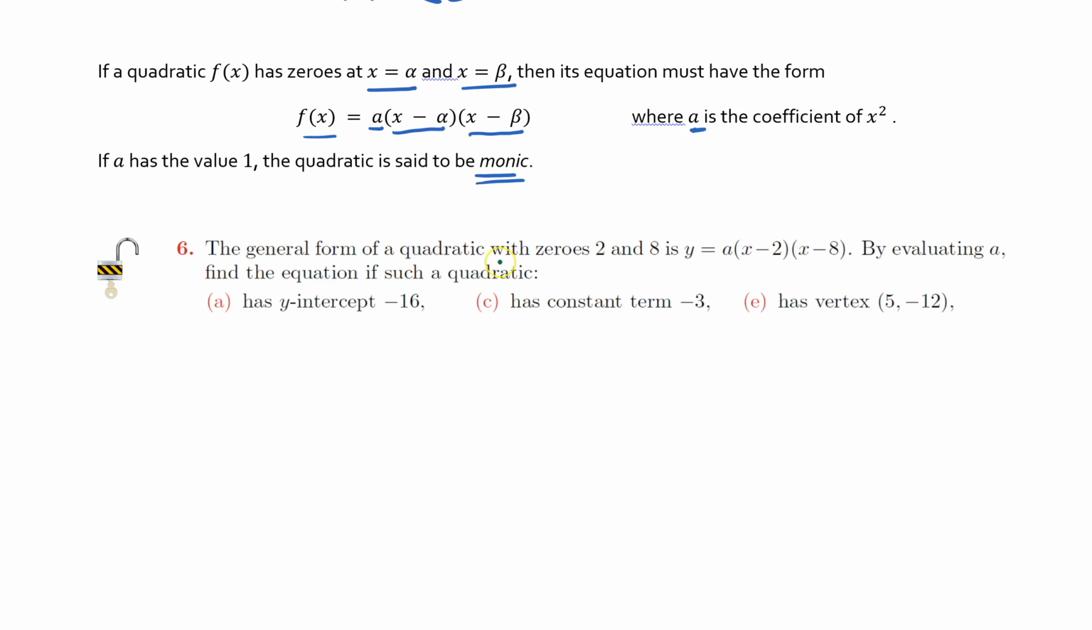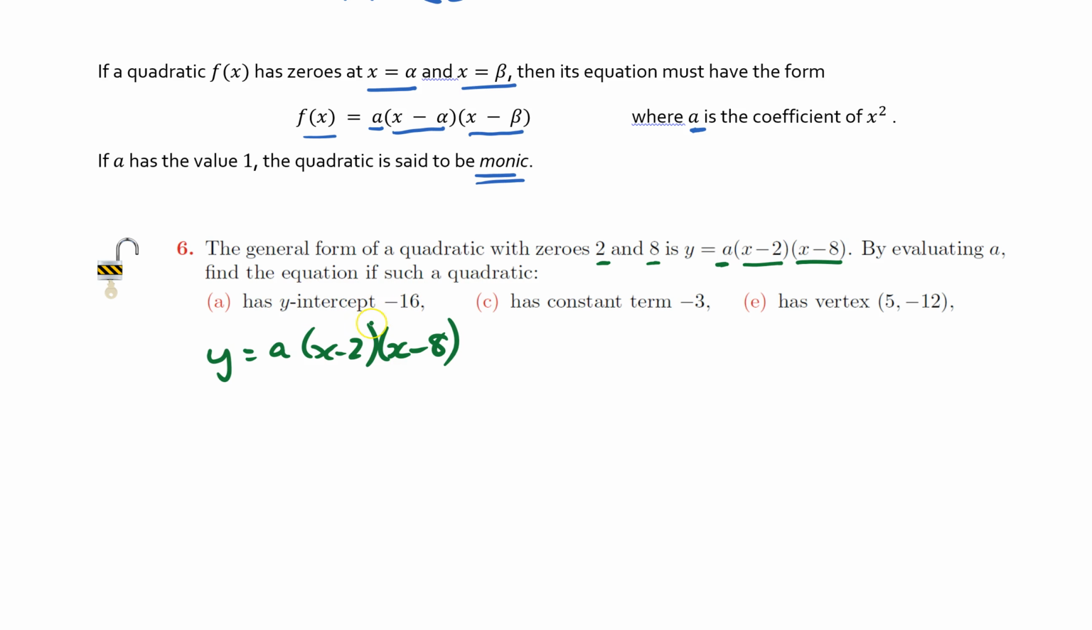So it says the general form of a quadratic which has zeros 2 and 8, which means that it has roots of 2 and 8, is this factor, x minus 2, this factor, and an a because we don't know whether it's monic or not. So y equals a outside of x minus 2, x minus 8 is the family of parabolas which pass through those 2 points just there. We need one other clue to know which member of the family it could be.